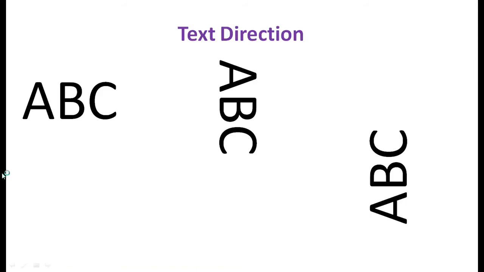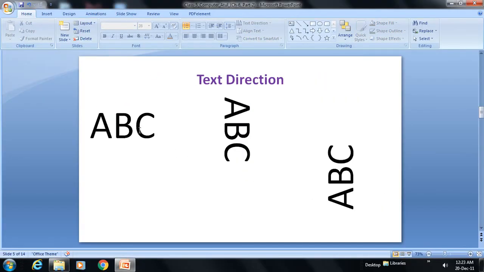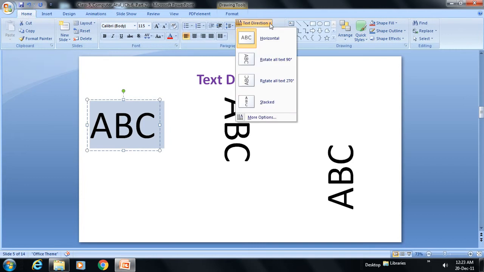Text direction. You can change the text direction of your text, as you can see, horizontal, vertical, in this way. How does this happen? Let's see. First, you need to select the text for which you want to change the direction, then click on the text direction option in the Home tab.